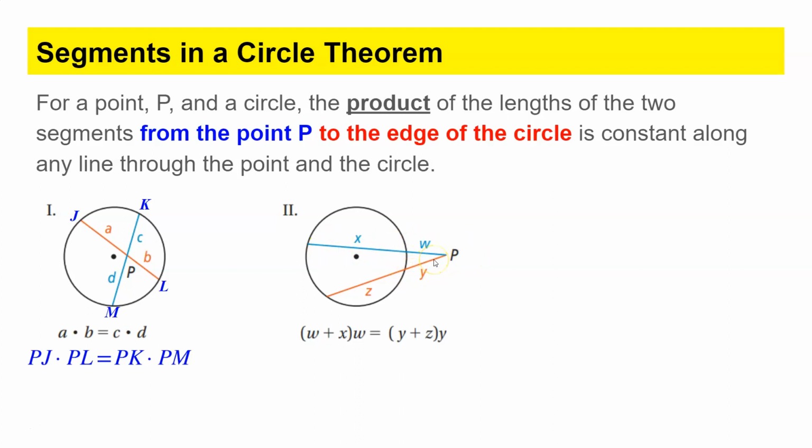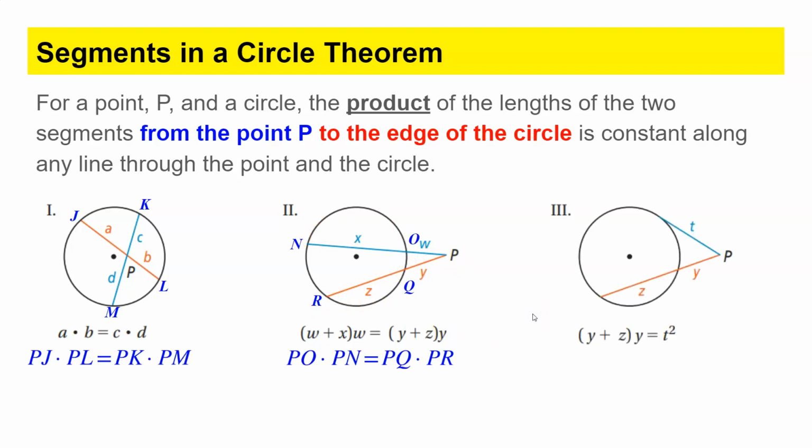Same here with my red line. I'm going from P to the edge of the circle, that's Y. But from P to the other edge of the circle is all of it, Y plus C. We can see I'm going from P to O times P to N, and from P to Q times P to R. Let's look at a third situation.